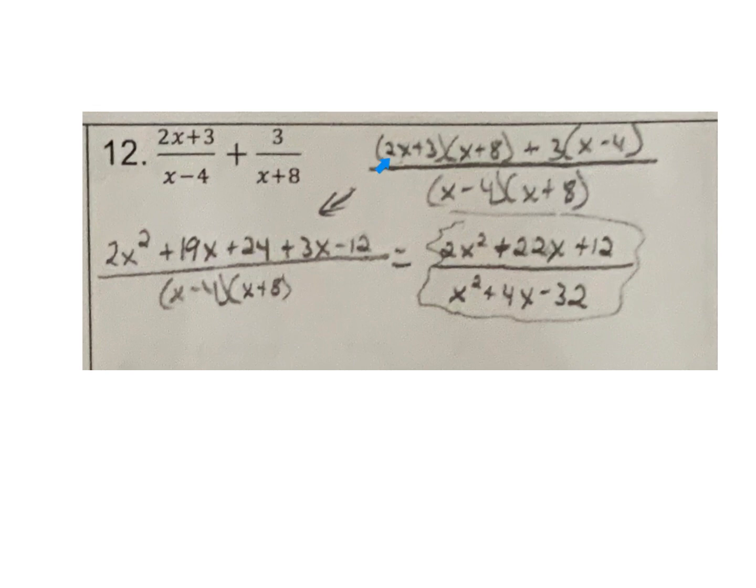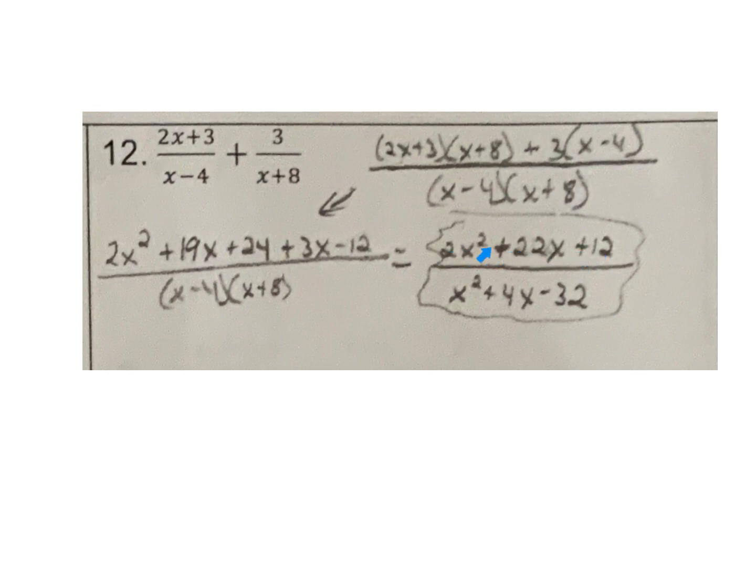Now, when we work that out, we do have to FOIL these two, 2x plus 3 times x plus 8. That's where you get 2x squared plus 19x plus 24. Then 3 times x is 3x, and 3 times negative 4 is minus 12. Okay? All of that over our common denominator of x minus 4 times x plus 8. Then we combine our like terms, and we have 2x squared plus 22x plus 12.